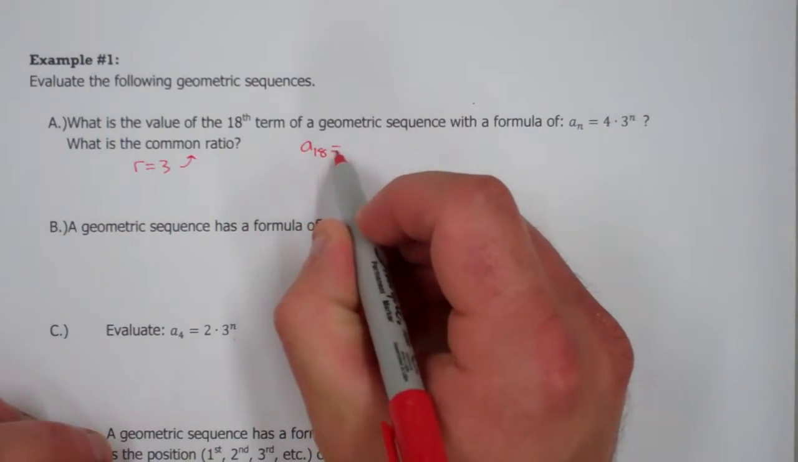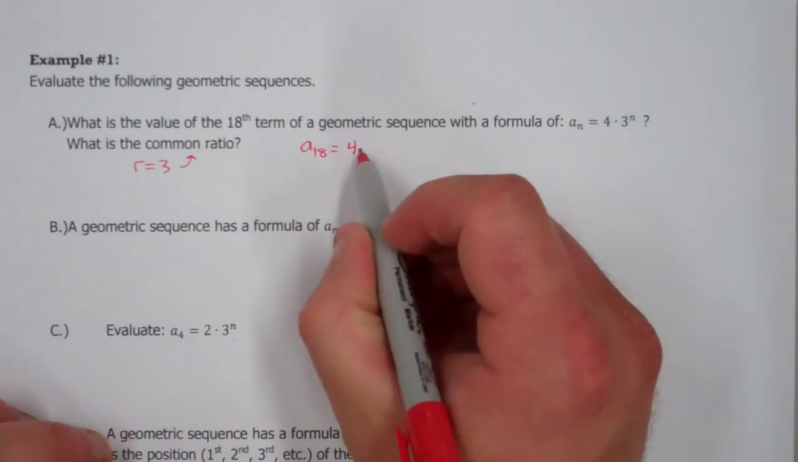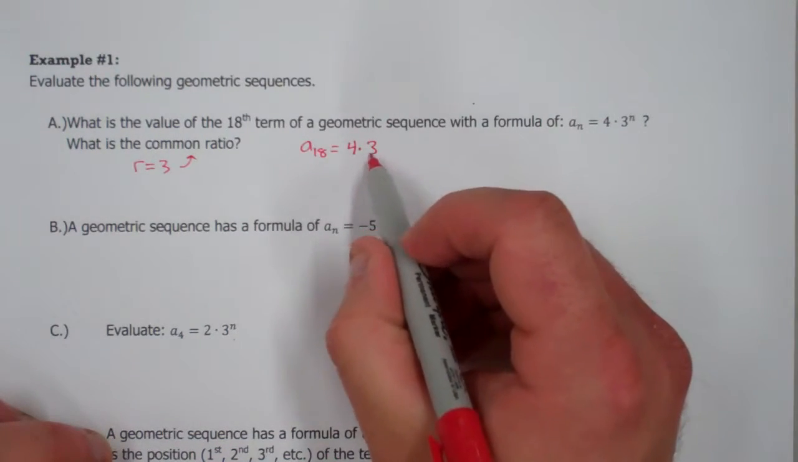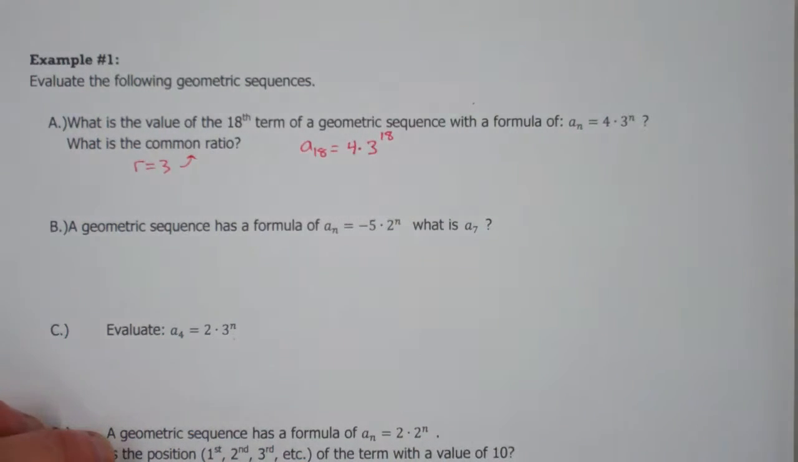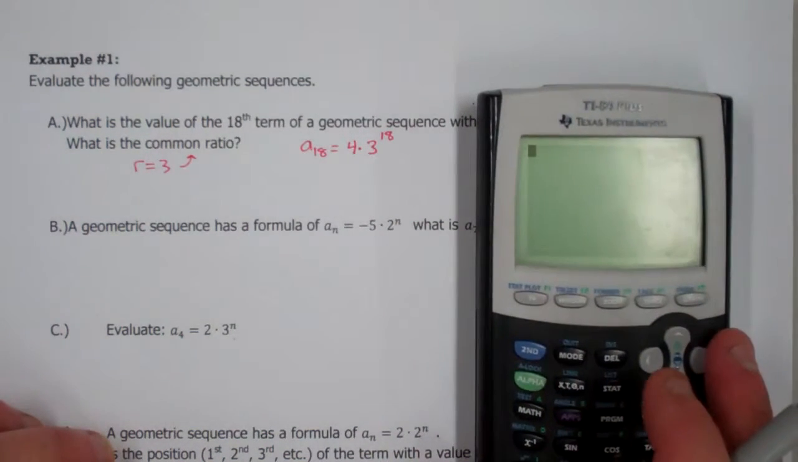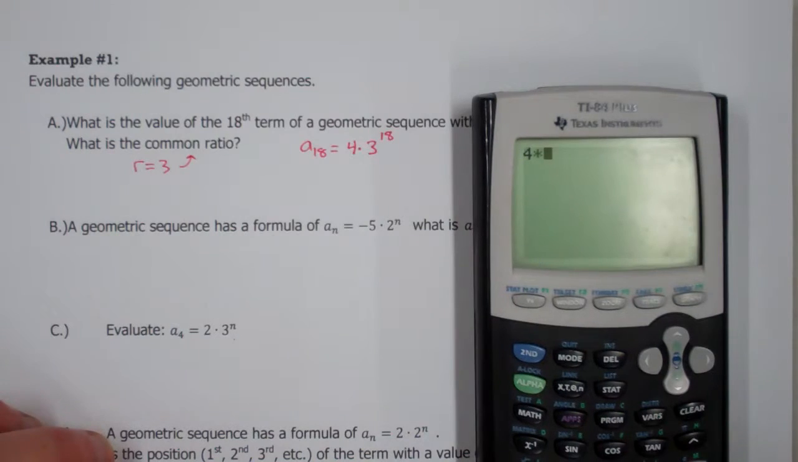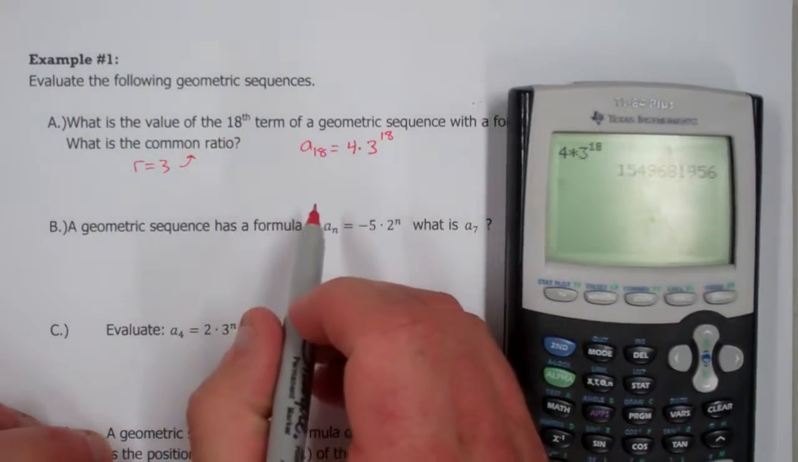To figure out the 18th term, we're going to do the same thing we did with an arithmetic sequence, except this time n is in the exponent position, so we'll have to raise 3 to the 18th power, then multiply by 4. If you have a calculator handy, your calculator knows order of operations, and so you can just type that in. Looks like it's a very large number.